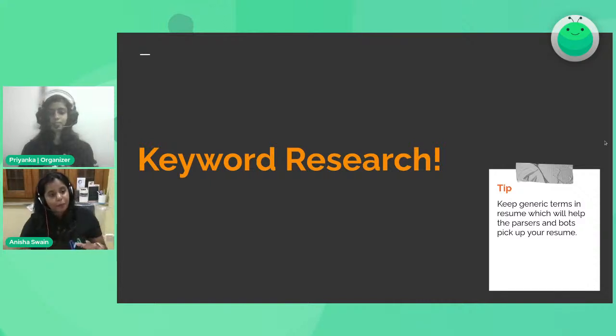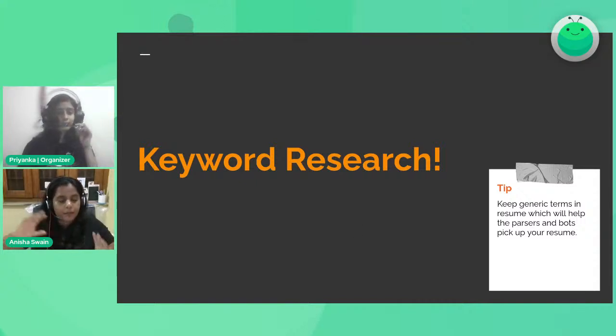Now, this is a very important aspect of resume making, the keyword research. Usually, what we assume is that when we send a resume to a company, the HR gets the resume and reviews it manually, and then passes it on if they think it's okay. But that doesn't happen. Usually, if they get 300 resumes, they select the resume using parsers and bots, right?